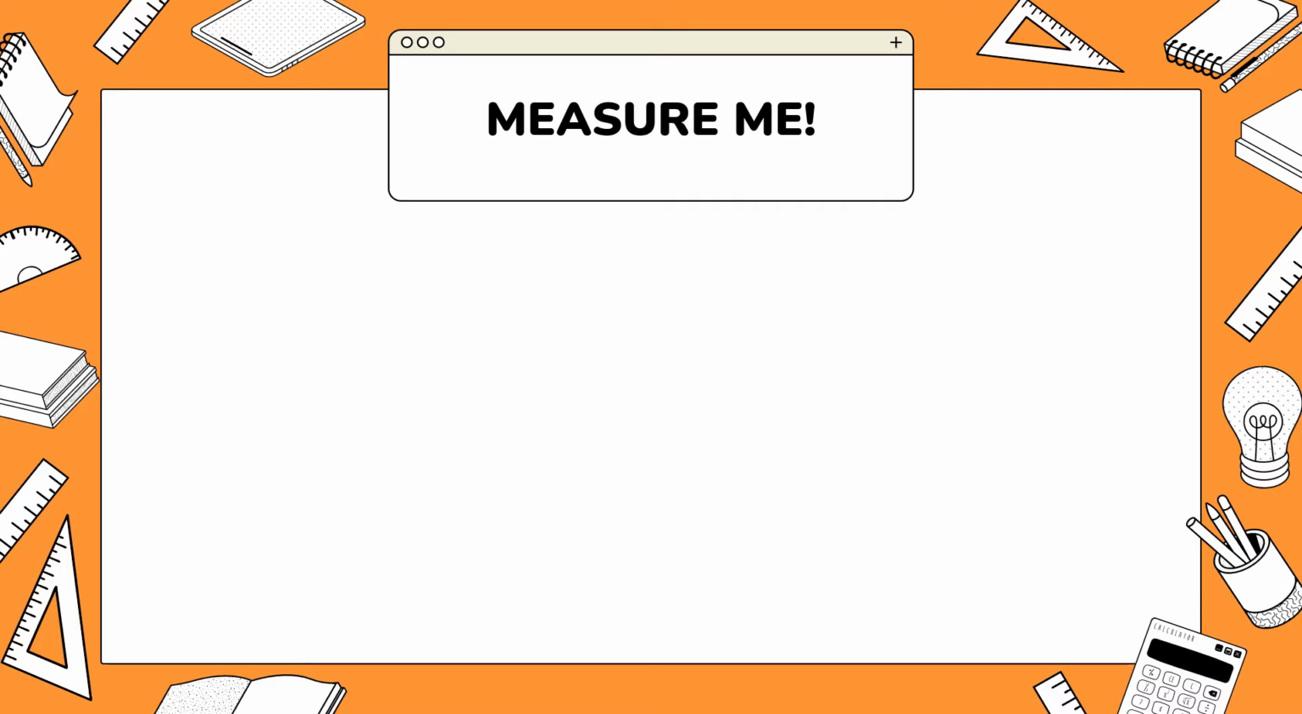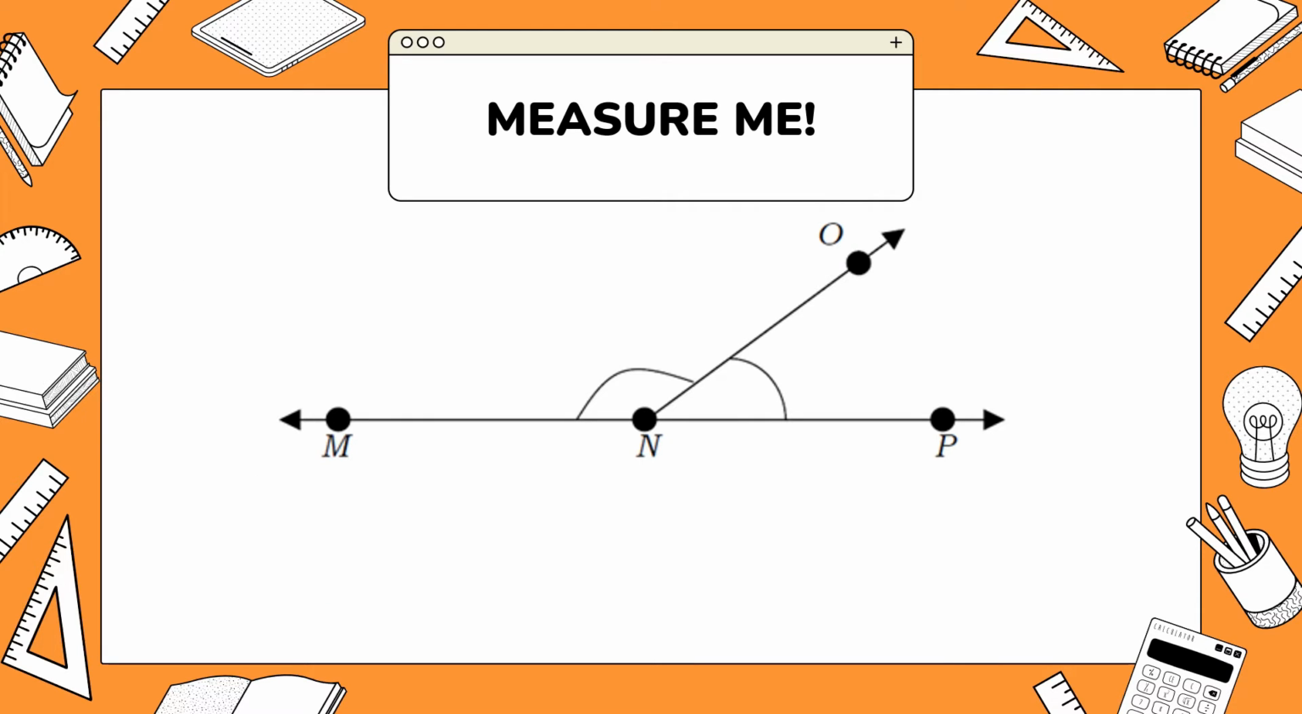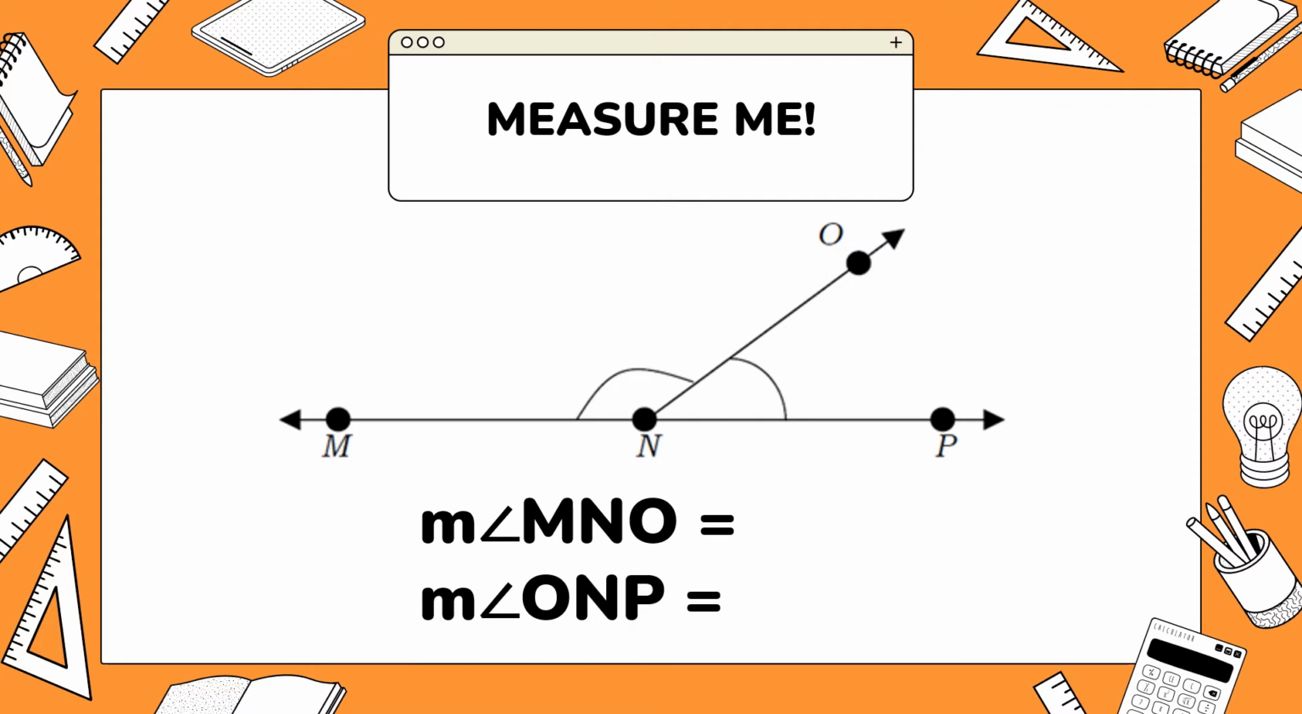Let's proceed with the third example. We're going to get the measure of angle MNO and angle OMP. You have 1 minute again to answer that. Okay, let's check. Now for the measure of angle MNO, what is its measure? That is right, 135 degrees. What about angle ONP? Very good. We got 45 degrees.